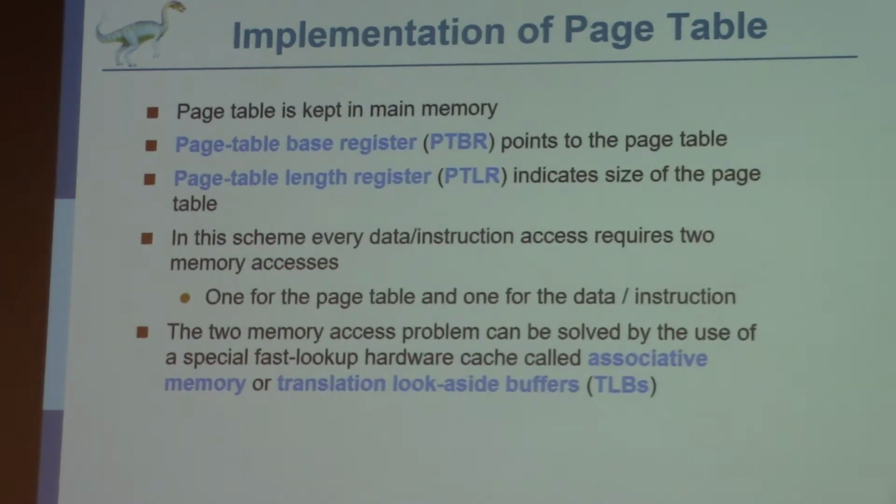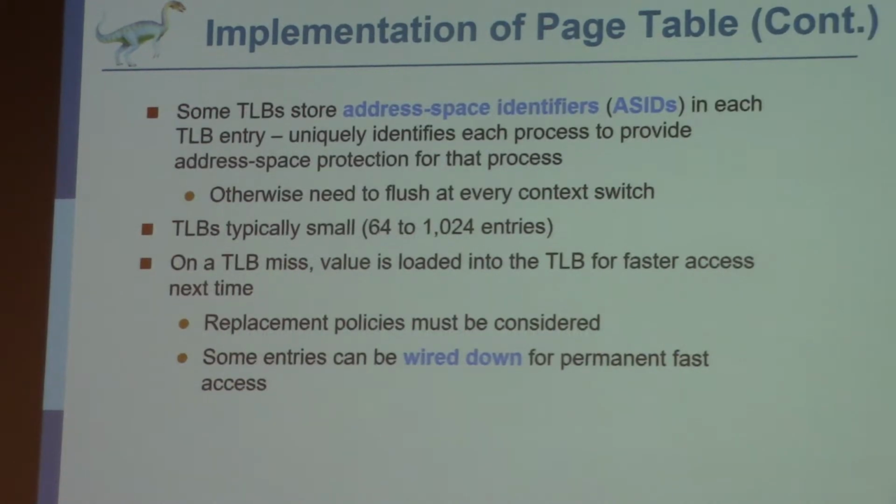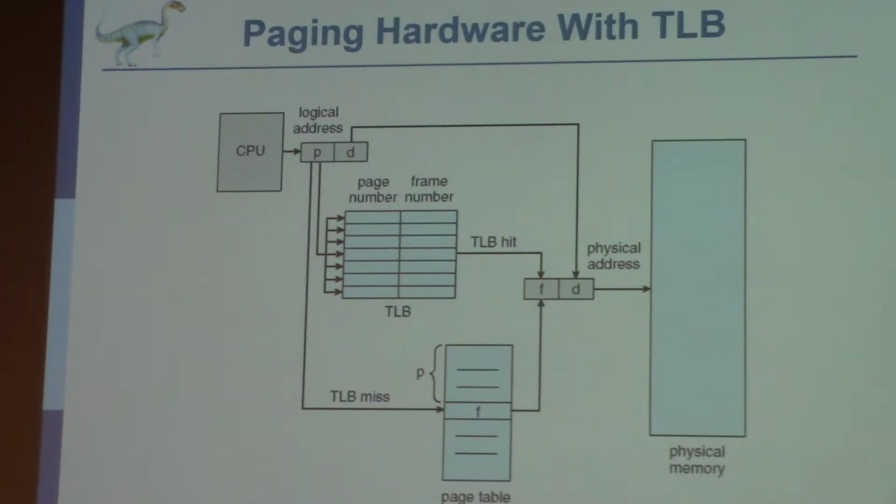The translation look-aside buffer translates the logical address to the physical address. Okay, so then there is a kind of lookup table. The lookup table is a cache area. So how can we use it? The same idea, the page number and the frame number. But first, the CPU would like to read the instruction from the memory. It has P plus D, which means logical page number plus the offset.